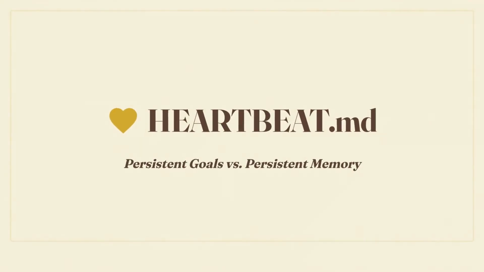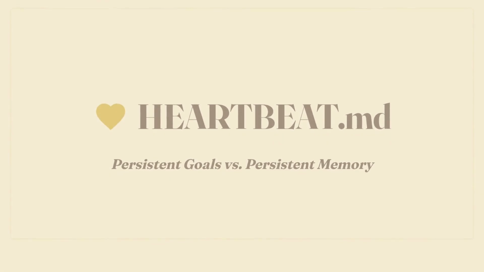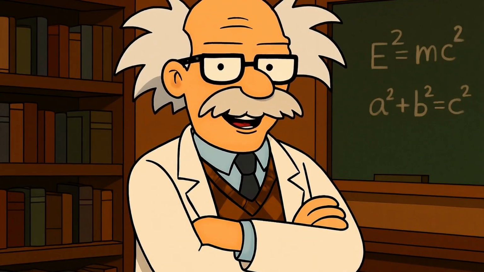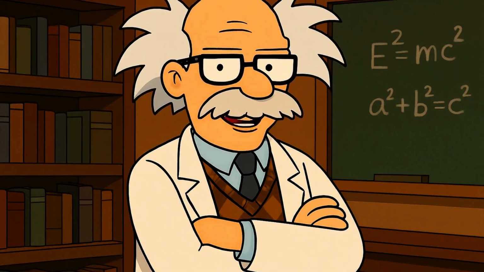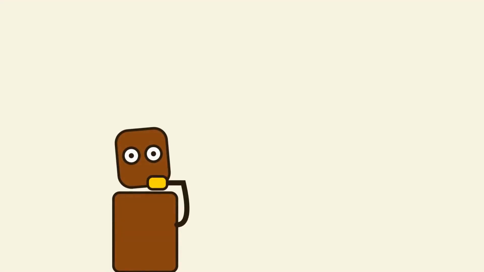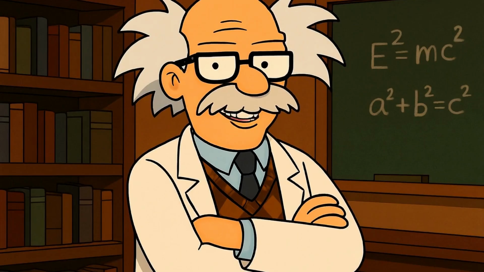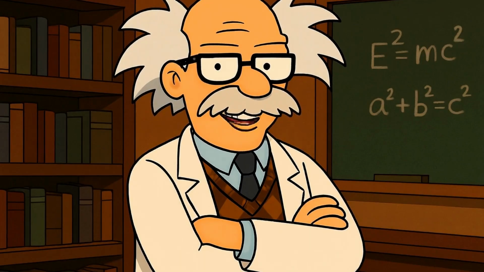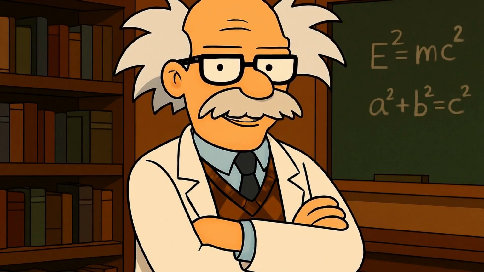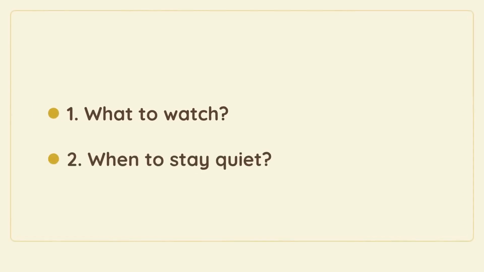HEARTBEAT.md is what lets an agent system have persistent goals, not just persistent memory. Memory remembers what happened. A heartbeat reevaluates what should happen next. It is the agent asking, given what I know and given what has changed, what should I do now? That is the difference between an assistant you have to drive and a staff that runs itself between check-ins. So HEARTBEAT.md should be clear about two things. What should the agent keep watching and when should it stay quiet?